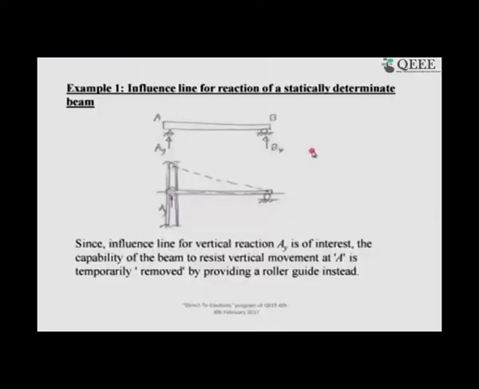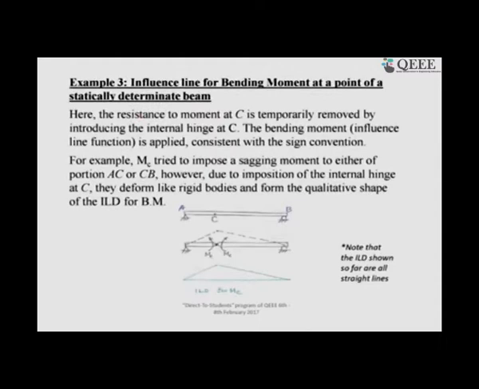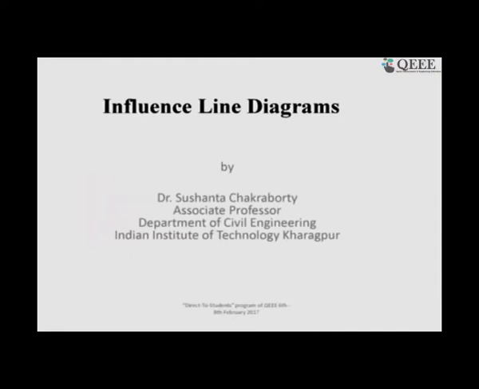Next is the qualitative influence line, the Muller-Breslau principle. You know that if we remove the restraint and then put it back, how it deflects actually gives the qualitative shape of the influence line. So, you can see that for reaction, the influence line exactly matches, and likewise for shear and bending moments. And then day 2 session 1.